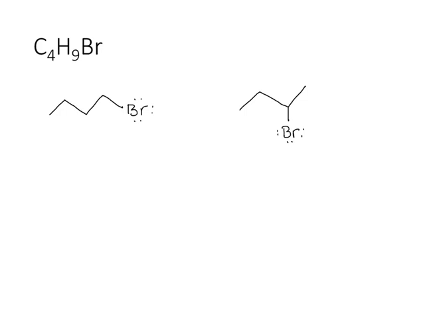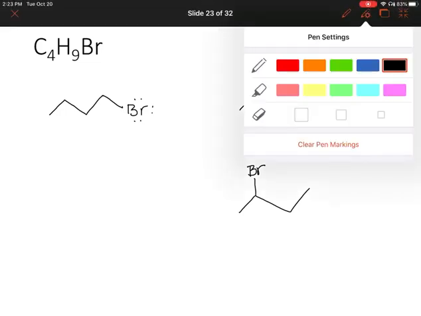Now, if we put that bromine on the third carbon in the chain, remember, we have to make sure it has the lowest number possible. So it would end up on carbon 2 anyway. So let me just draw that to show you what I mean. So if we put bromine on the third carbon, it's really still just on the second carbon, right? Either way, from left to right, that's the second carbon. So that's just the same exact molecule.